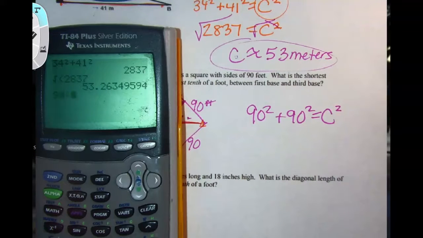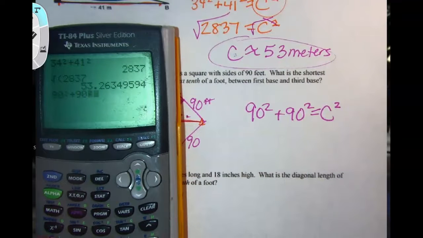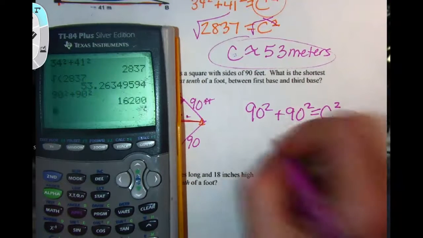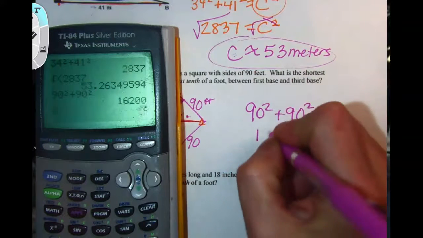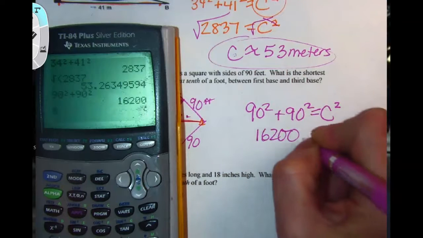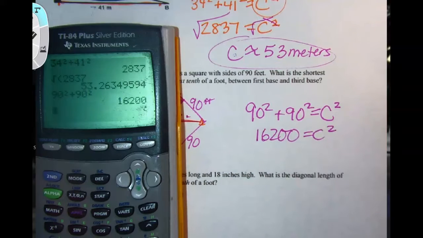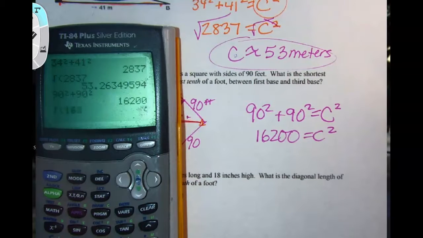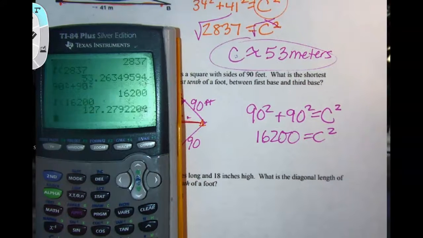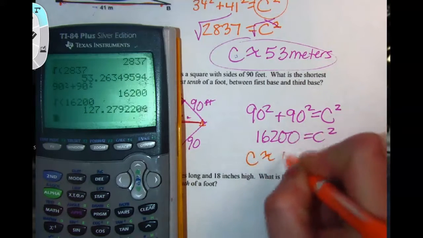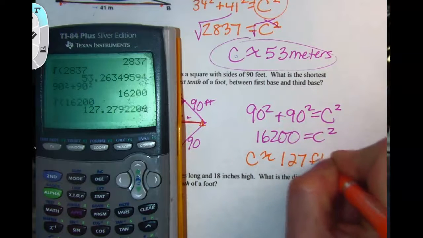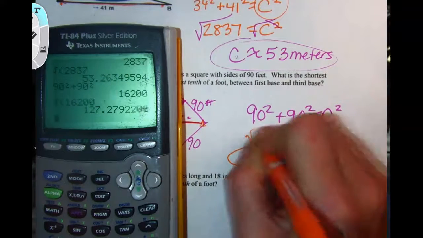90 squared plus 90 squared. And then that's 16,200 equals c squared. And then our last step, take the square root of that number. So second, square root, 16200, and enter. So it's about 127 feet. So C is about 127 feet because we took the square root of both sides.